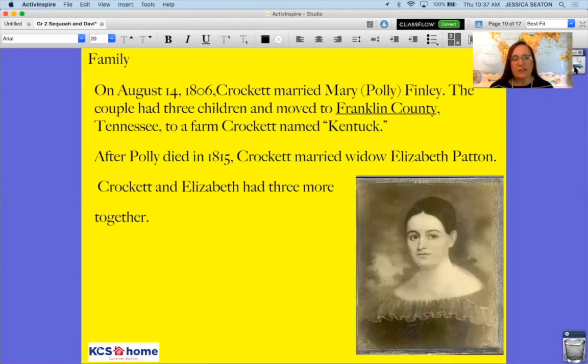On August the 14th, 1806, Crockett married Mary Polly Finley. The couple had 3 children and moved to Franklin County, Tennessee, to a farm Crockett named Kentuck. After Polly died in 1815, Crockett married widow Elizabeth Patton. Crockett and Elizabeth had 3 more children together.